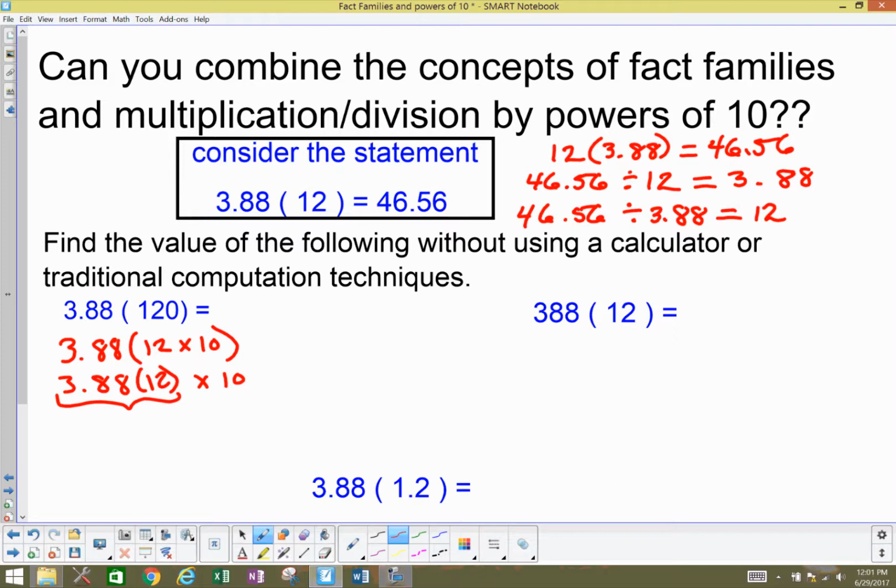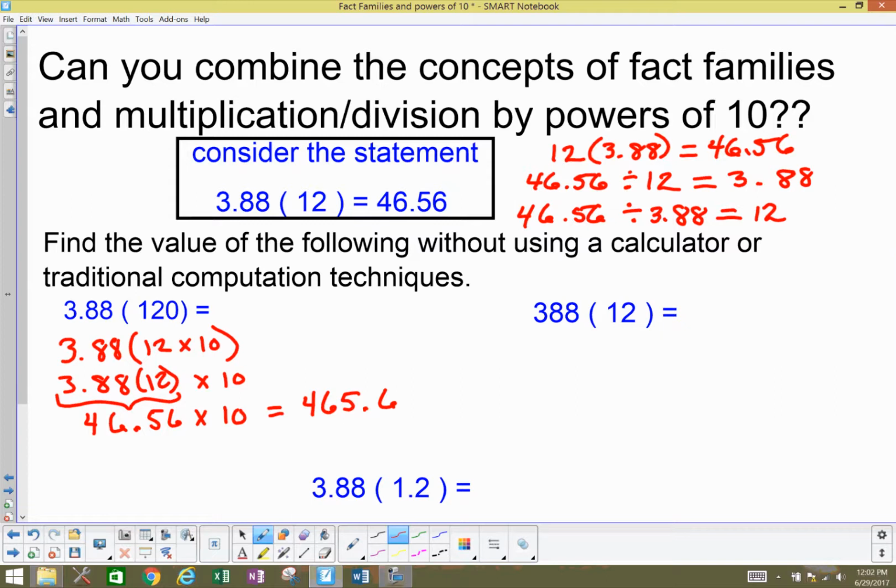Well, that means I can say 3.88 times 12 times 10. I already know what 3.88 times 12 is. That's 46.56. If I take 46.56 times 10, that means that I'm multiplying by 10 to the first power. I'm going to be shifting my decimal one place because my place values will change. And I have an answer. I didn't have to use a calculator to get it. All I had to do was know my fact families combined with my rules for multiplying and dividing by power of 10.